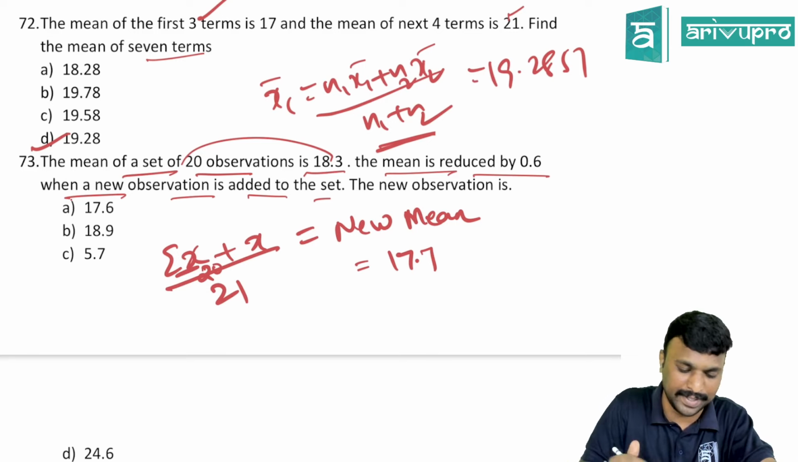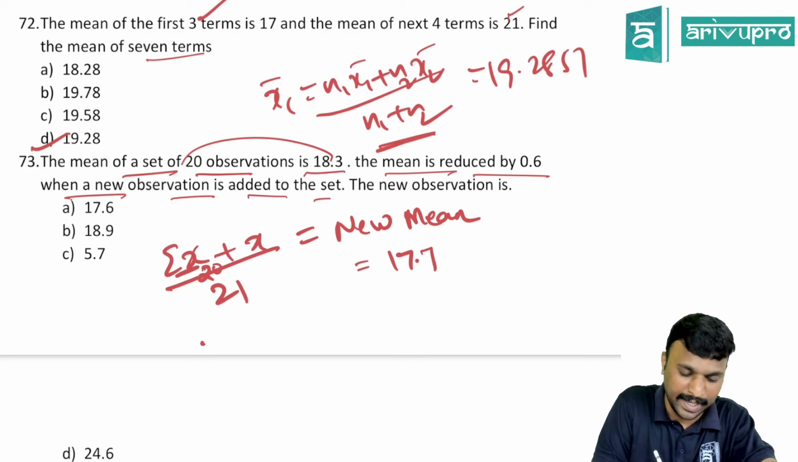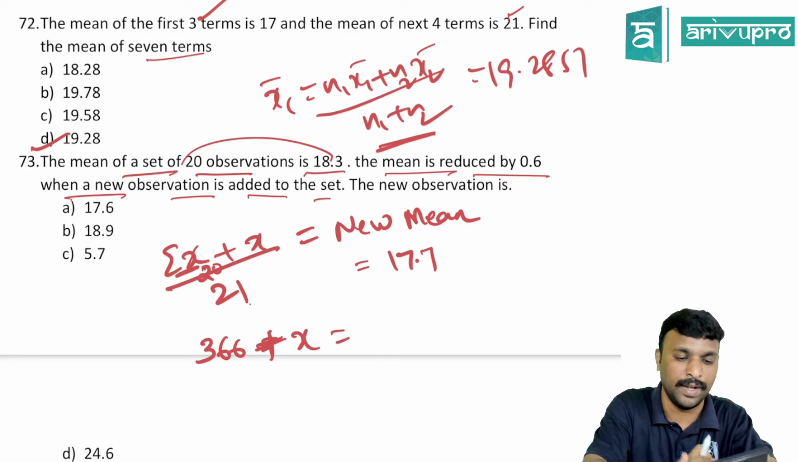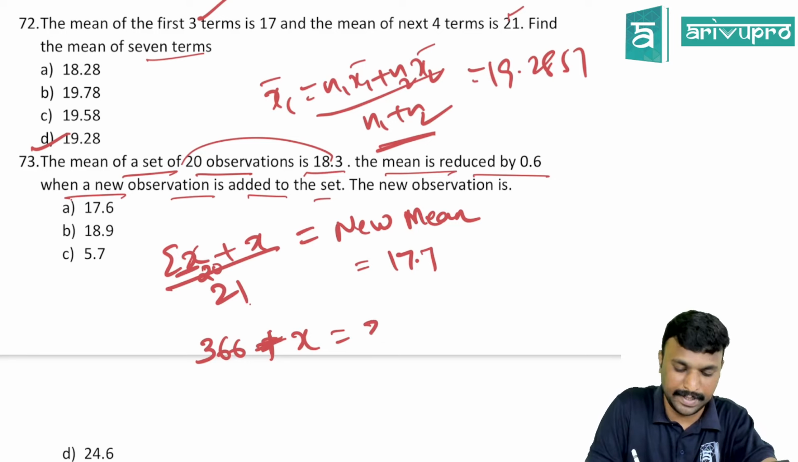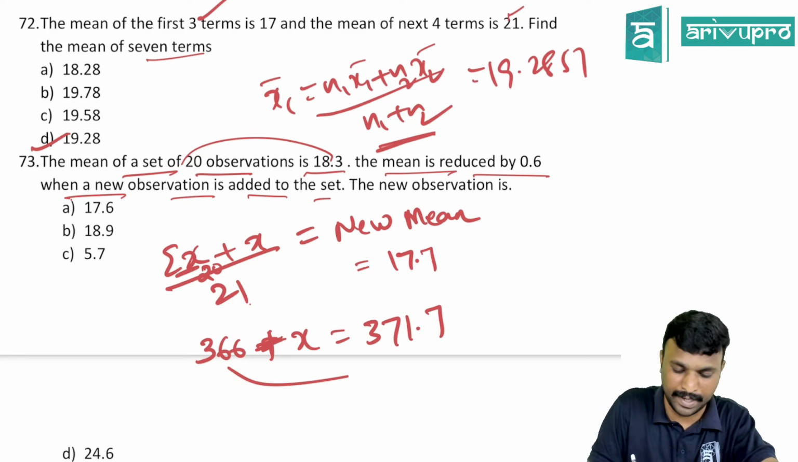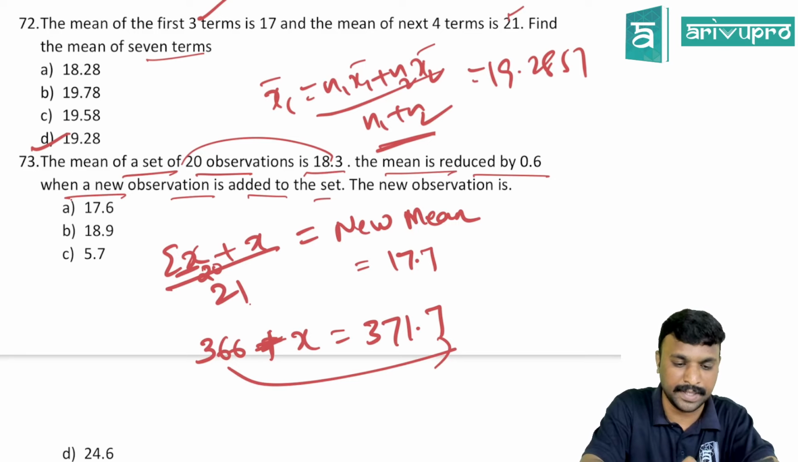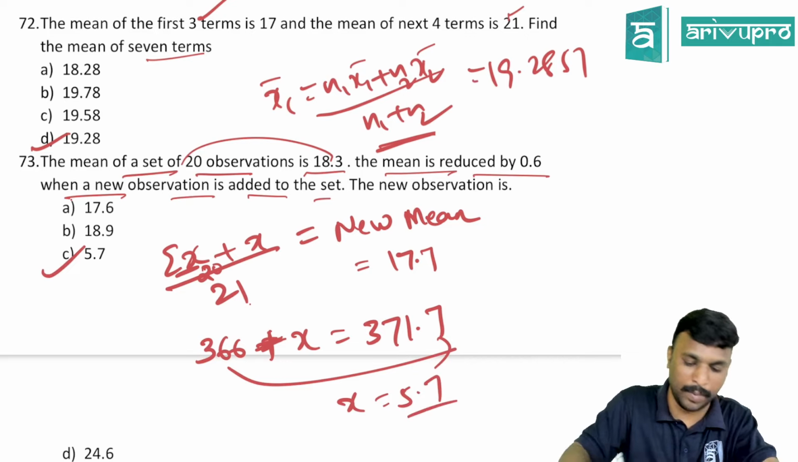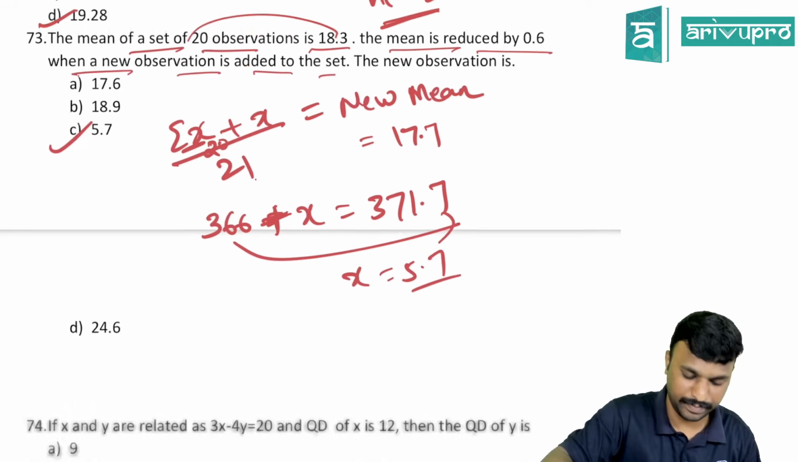What is the x value? It is there in the option, you need not do it. So 366 plus x is equal to 21 into 17.7. 21 into 17.7, and the result is 371.7. Guys, 371.7 minus 366, so how much is it? X is equal to 5.7. Option C is the right answer.